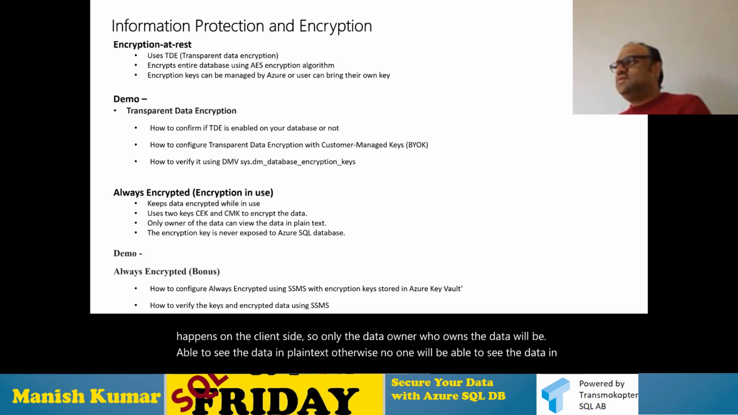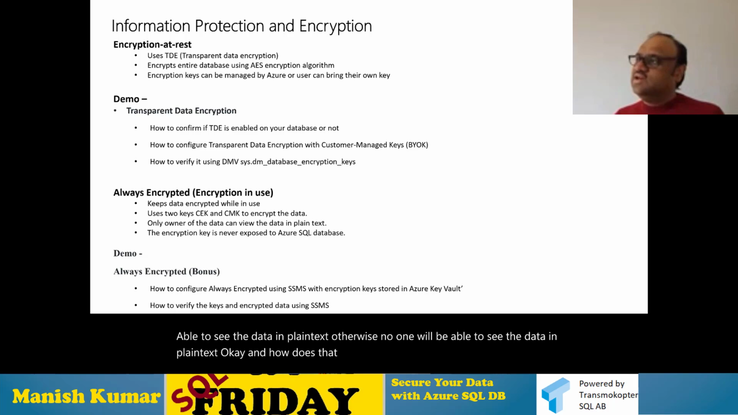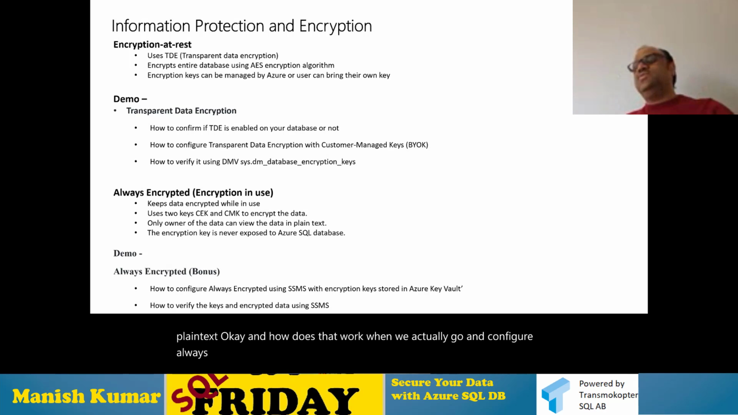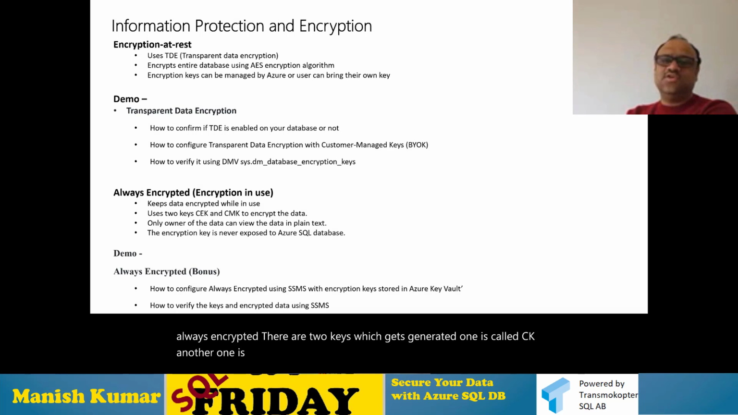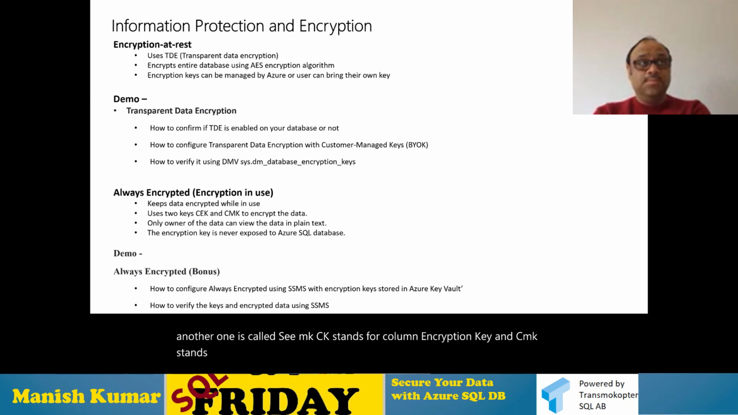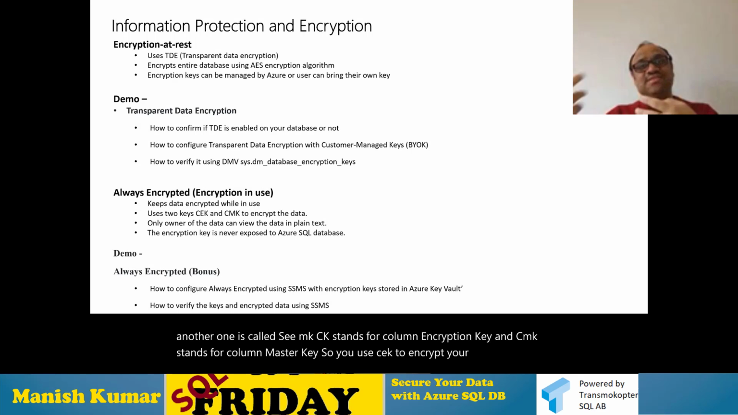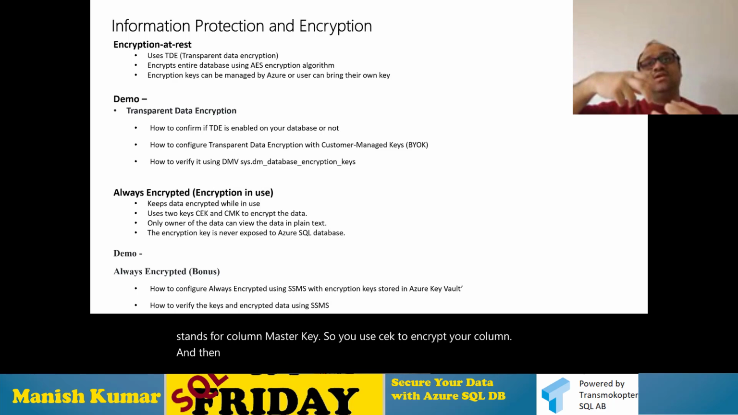Okay, and how does that work? When we actually go and configure Always Encrypted, there are two keys which get generated. One is called CEK, another one is called CMK. CEK stands for column encryption key and CMK stands for column master key. So you use CEK to encrypt your column, and then CMK is used to encrypt your CEK.